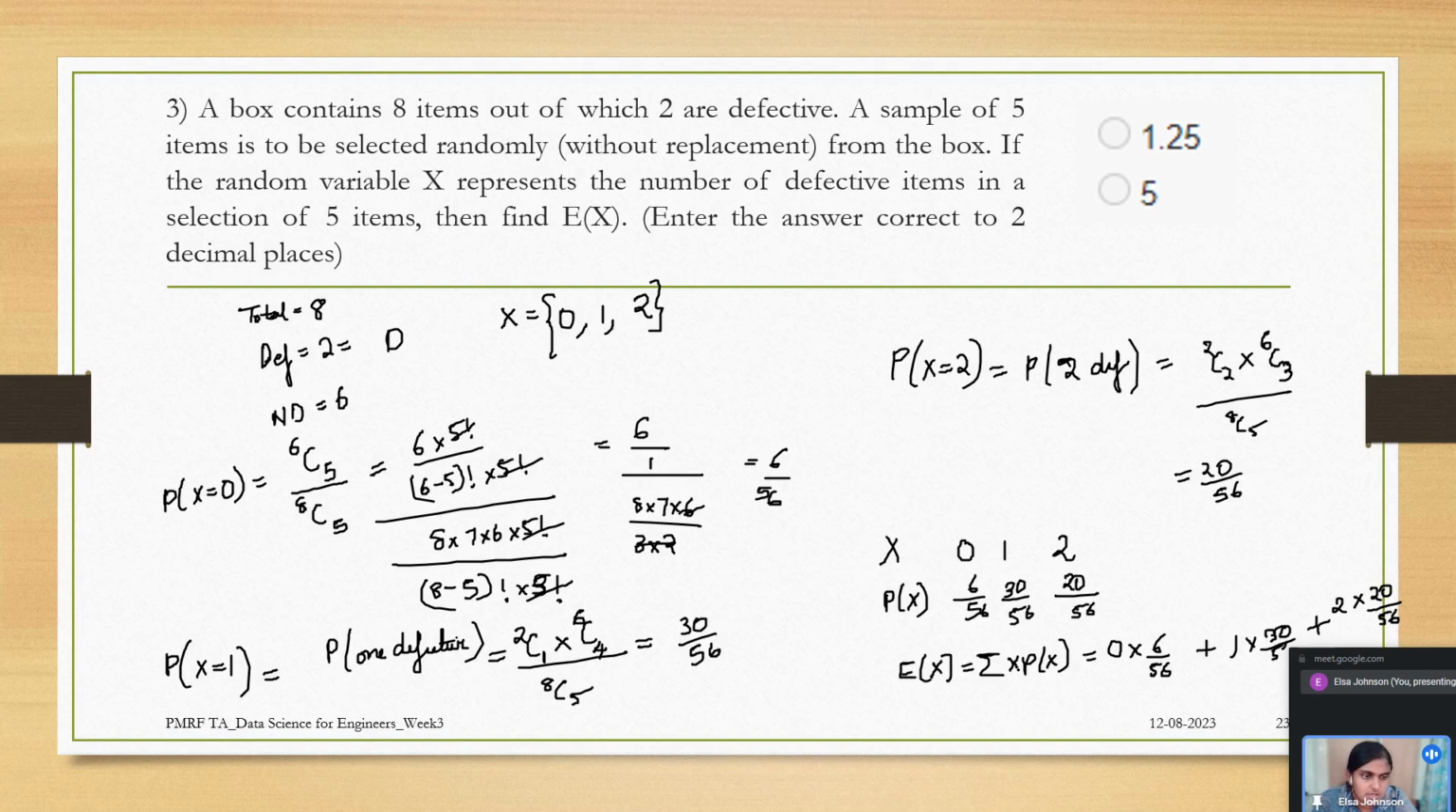So the total will come like 30 plus 40 by 56. Can you tell me the answer? It will be 70 by 56, so it will be around 1.25. Okay. So the answer is 1.25. Any doubts in this problem?